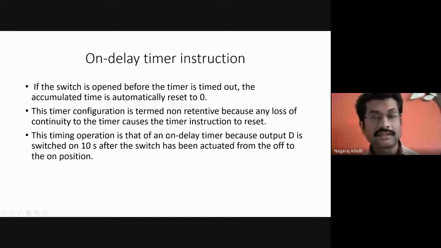The timing operation is that of an on delay timer because output D is switched on 10 seconds after the switch has been actuated from the off to the on position. The meaning of on delay is that output D is switched on 10 seconds after the switch has been actuated. Once we have actuated the switch, or turned the rung to true state, only then will the timer start to function until the accumulated value becomes equal to the preset value. Hence such timers we call on delay timers.